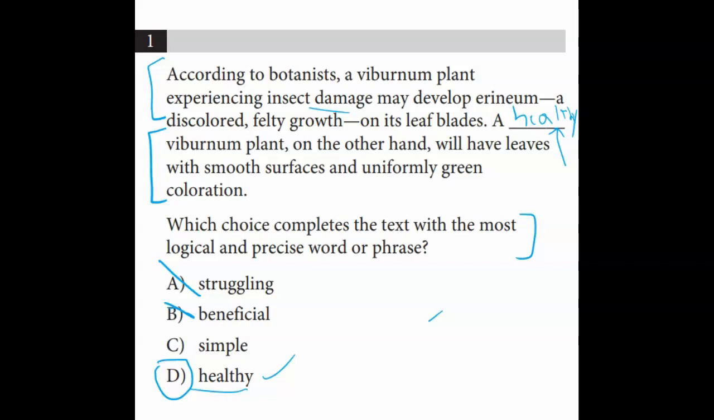So, no. And a simple plant, on the other hand, no, because nothing implies simple. It very much implies healthy because it's different from that. So this part is going to be the opposite of this, and this is an unhealthy, sick plant, and this would be a healthy one. So D is the best answer for number one.